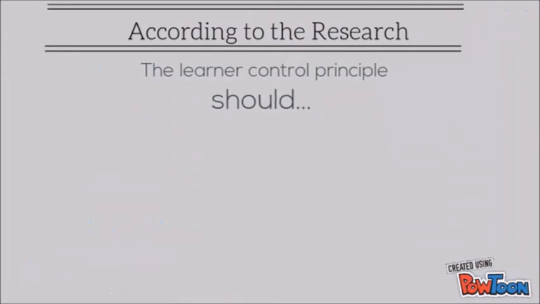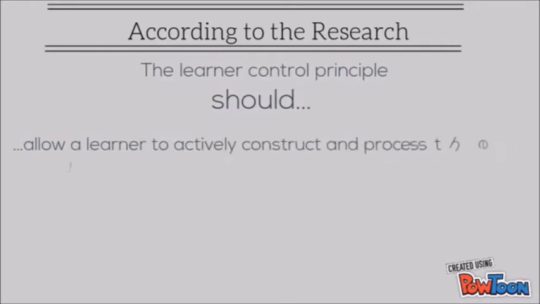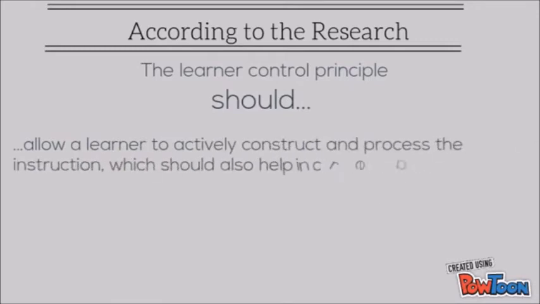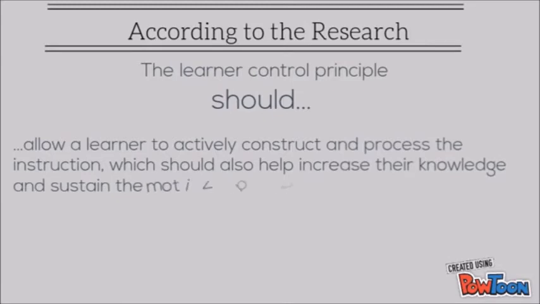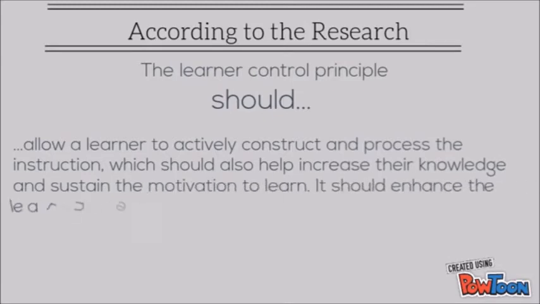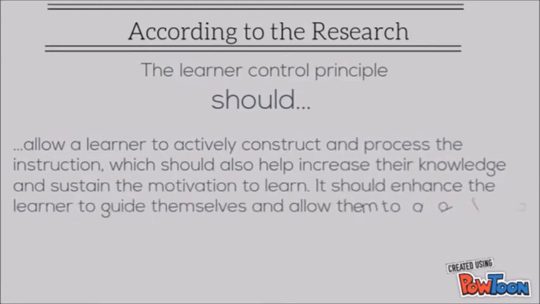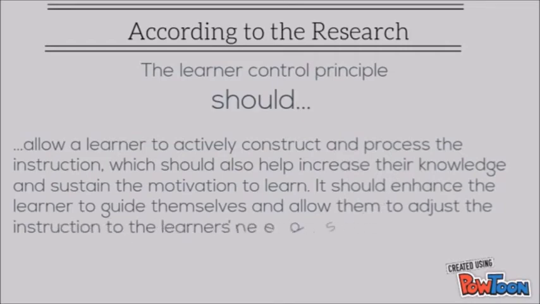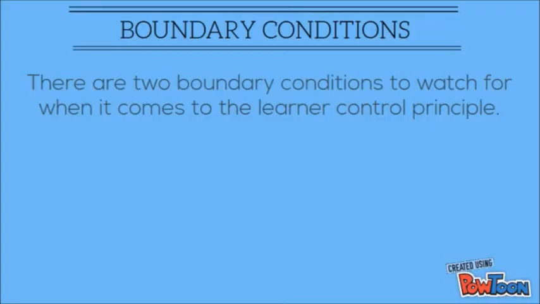According to the research, the learner control principle should allow a learner to actively construct and process the instruction, which should also help increase their knowledge and sustain their motivation to learn. It should enable a learner to guide themselves and allow them to adjust the instruction to the learner's needs.